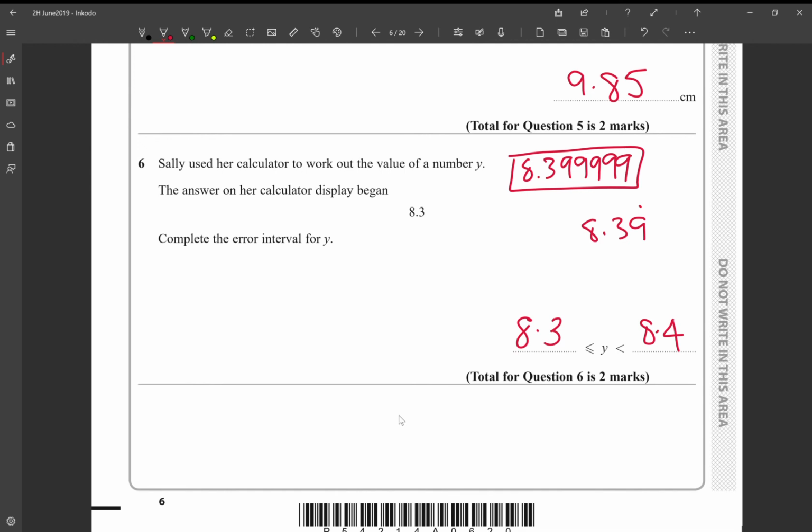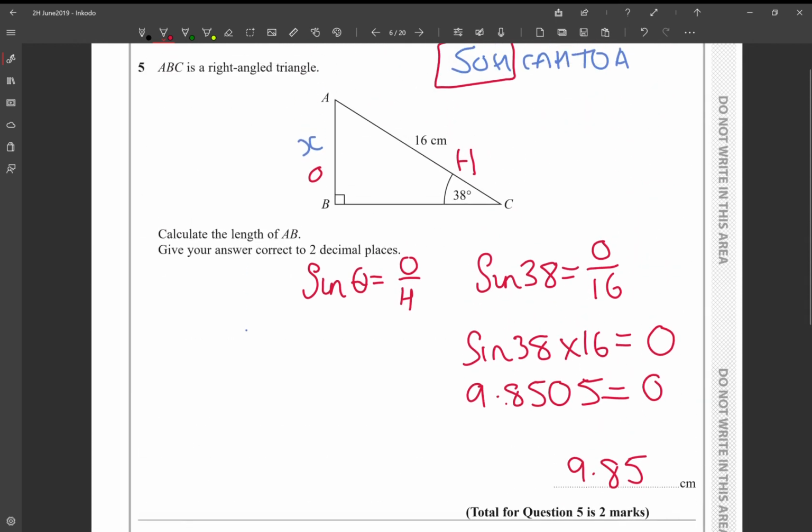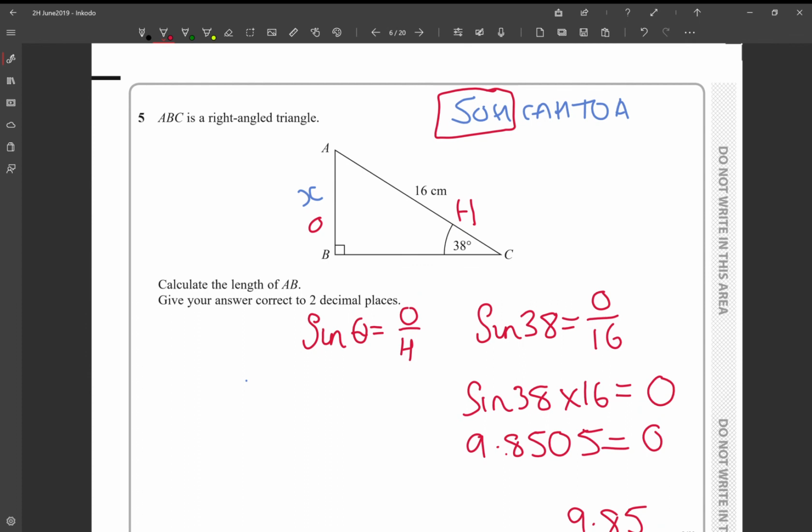Okay, so there's 2 questions done there from the June 2019 paper, and it's the second 2H calculator one. Okay, thank you.